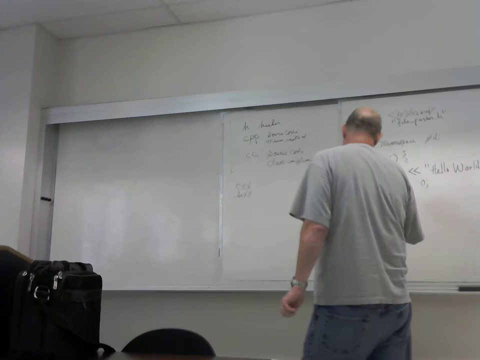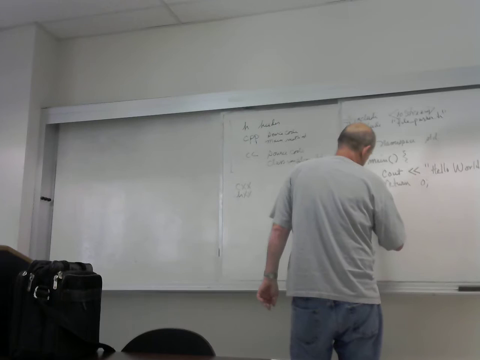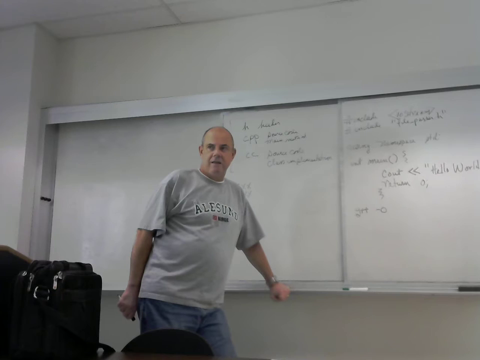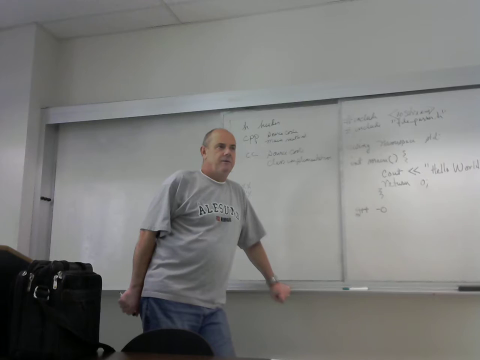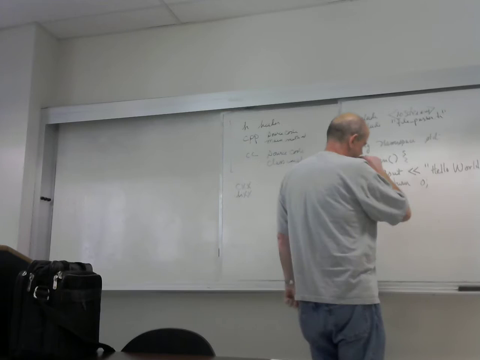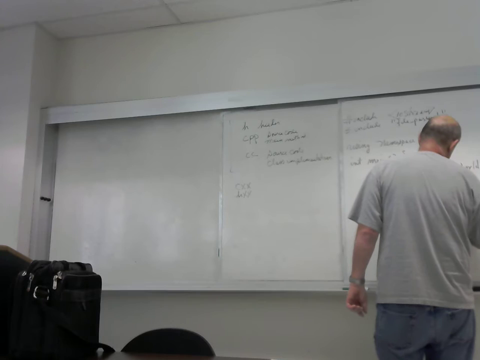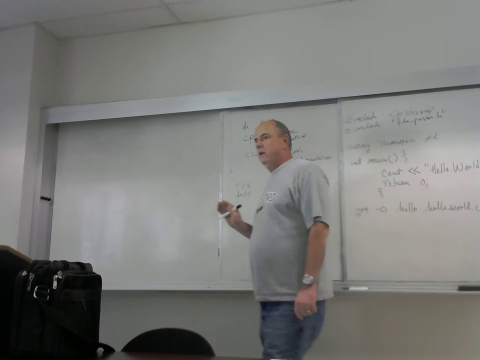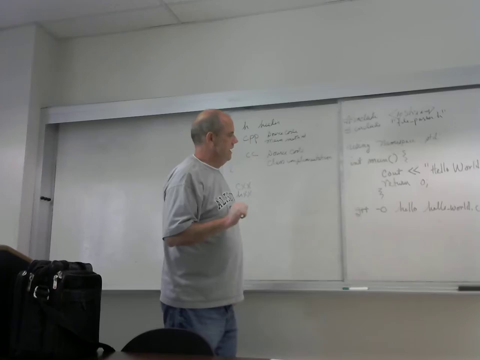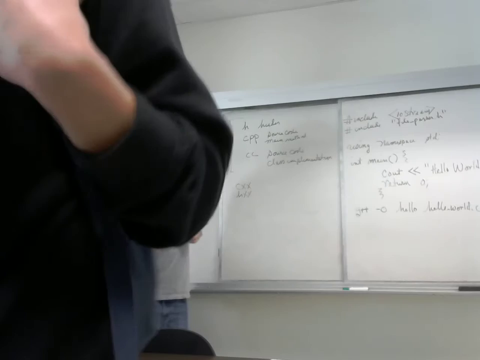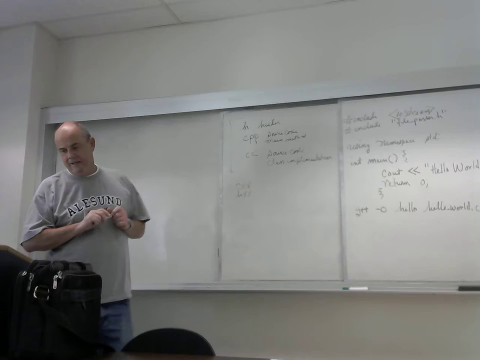You type g++ -o, that's the lowercase letter o. This is the name of the executable. If you don't do this, then you get an a.out, which is useless. So, -o hello, and then the name of your file, let's say hello world. So you run this, and if there are no errors, then you end up with an executable that's named hello. So it has no extension on it, just hello. Questions? Pretty straightforward? All right.